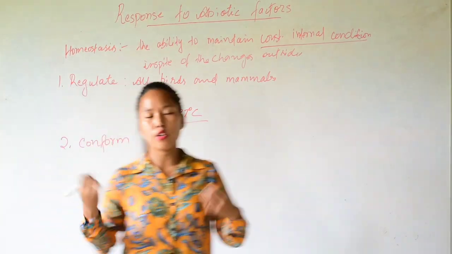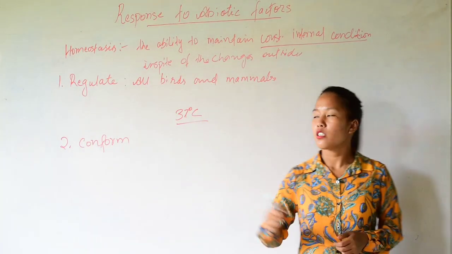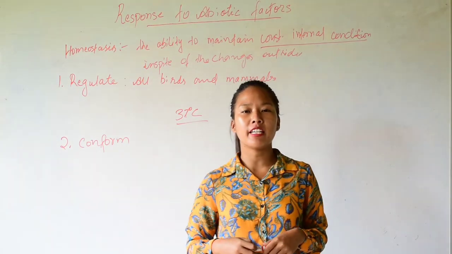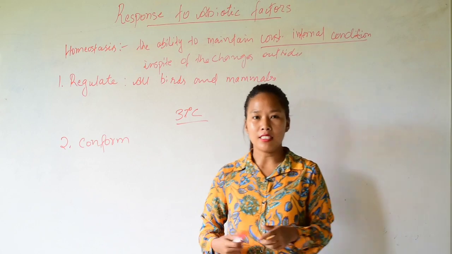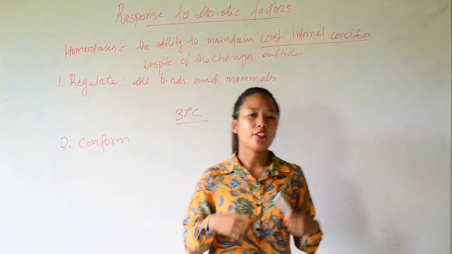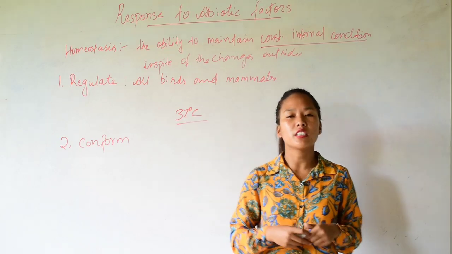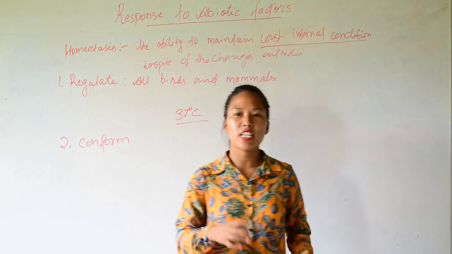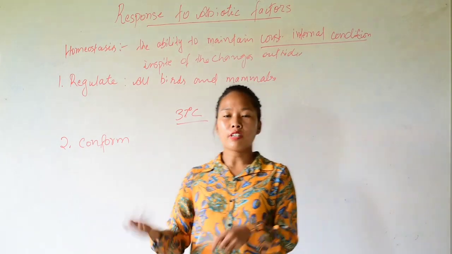Now conform, we already know what conform is. It is to adjust according to the outside surroundings. The majority of animals and nearly all plants are not capable of regulating. They are not capable of maintaining a constant internal condition. Their body temperature or osmotic concentrations change according to the outside surroundings.